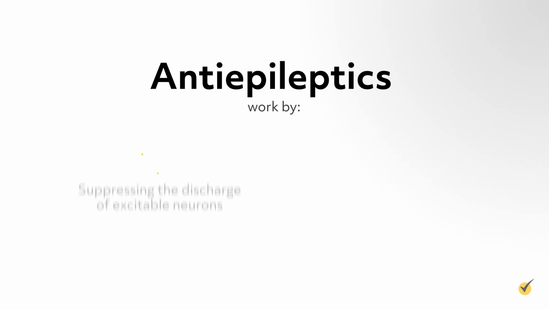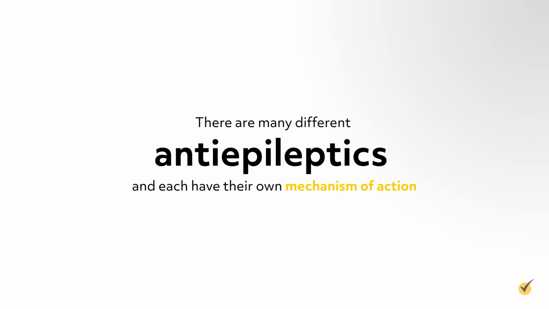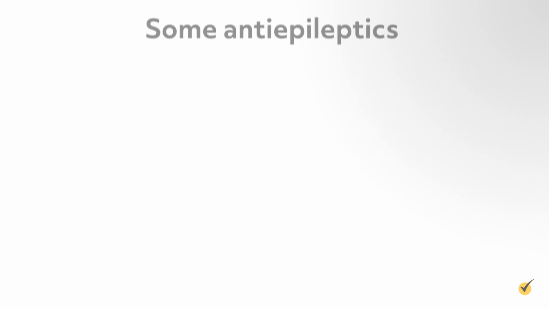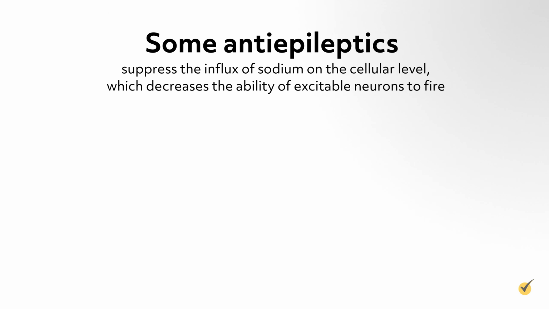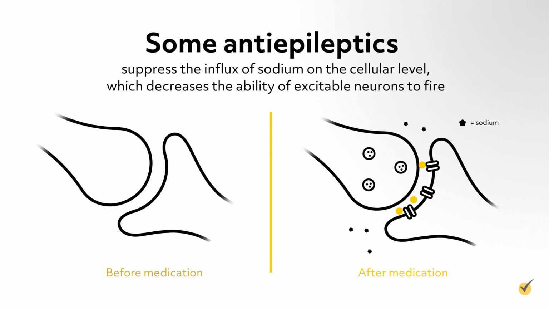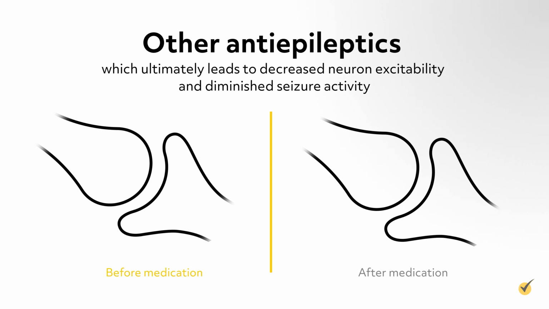Antiepileptics work by suppressing the discharge of excitable neurons and the spreading of seizure activity to other areas of the brain. There are many different antiepileptics and each have their own mechanism of action. Some antiepileptics, such as phenytoin, carbamazepine, and lamotrigine, suppress the influx of sodium on the cellular level, which decreases the ability of excitable neurons to fire. Others suppress the influx of calcium, while promoting the efflux of potassium, which ultimately leads to decreased neuron excitability and diminished seizure activity.